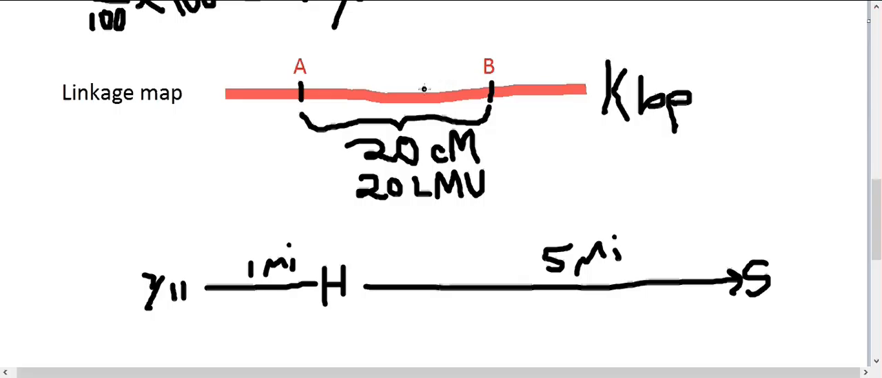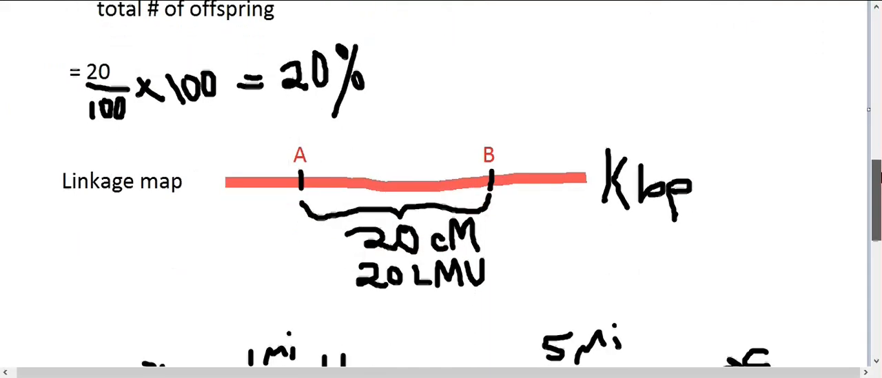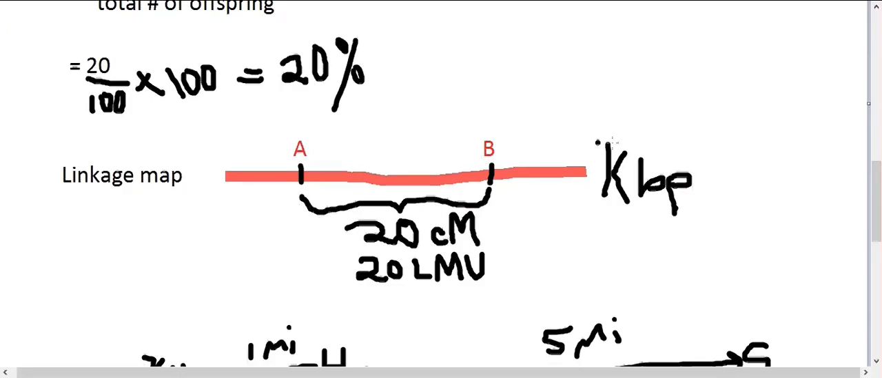These are relative, so basically it's the position of these known genes relative to each other in terms of recombination frequency. This 20% that we see here, this 20 centimorgans, the 20 linkage map units, they're all the same thing. Now, these things really get interesting when you start throwing in 3 or 4 genes and so on and so forth.